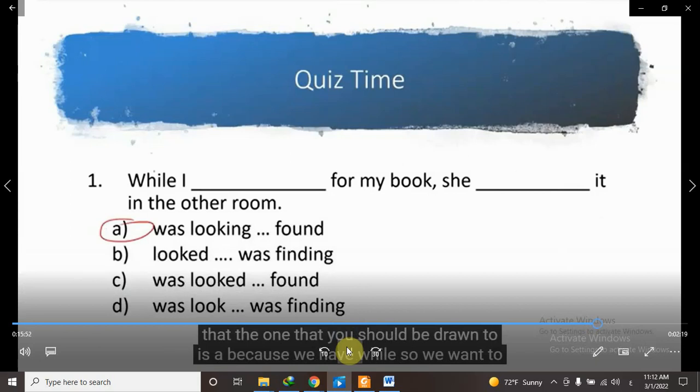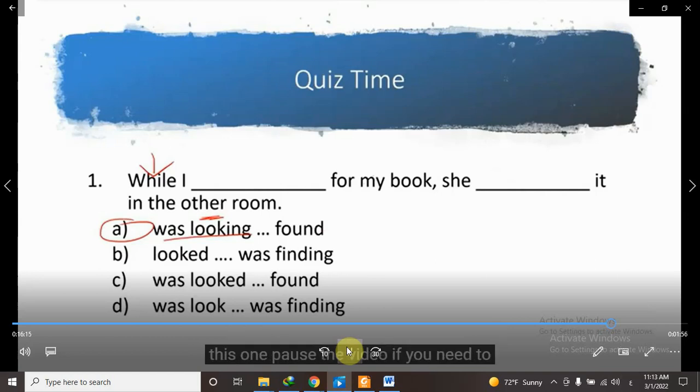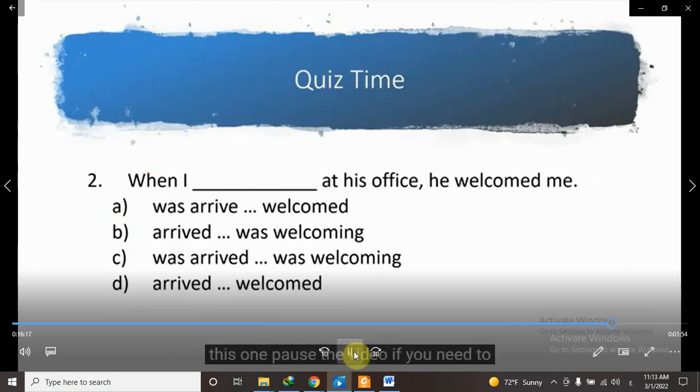because we have while. So we want a past progressive tense here. And looking makes sense in the past progressive. We look for something over a period of time. And we want found because that's something that can begin and end in a short time. Okay? Let's try this one. Pause the video if you need to.